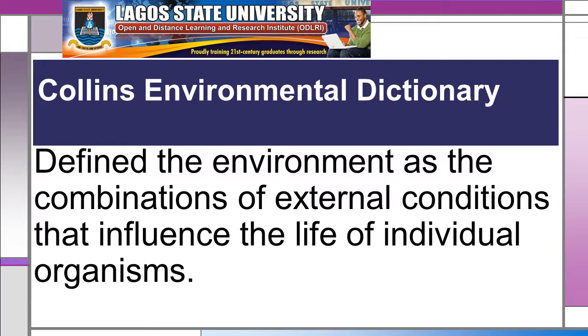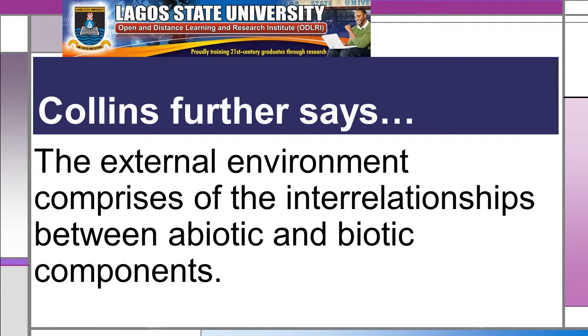An organism is usually identified in terms of defining an environment. A particular organism is usually identified, and then they talk about the other parameters or conditions around that organism. So here Collins is saying the external conditions that influence the life of that organism. And so that is the third definition of the environment. Quite simple for you to understand. Let's go further and look at what Collins is saying.